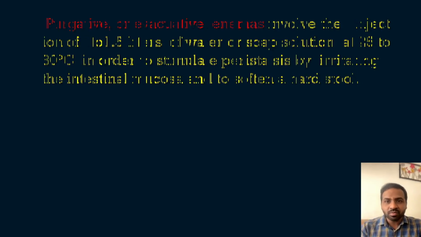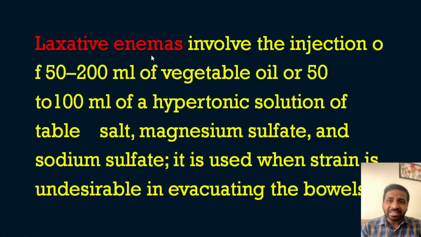The other option was laxative enema. Then what is a laxative enema? Laxative enemas involve the injection of 50 to 200 ml of vegetable oil or 50 to 100 ml of a hypertonic solution of table salt, magnesium sulfate and sodium sulfate, and are used when straining is undesirable in evacuating the bowels. That means if straining over the stool is contraindicated, or if the patient does not have the capacity to strain over a hard stool, then we have to think about the laxative enema.